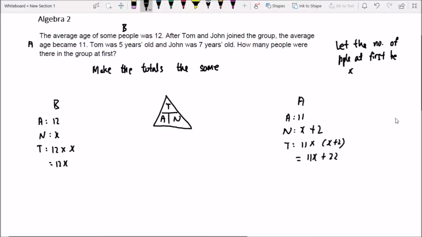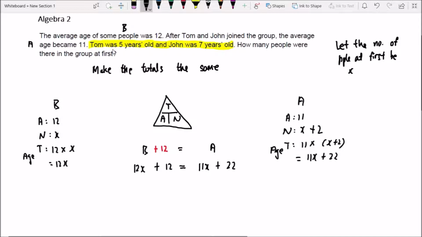Now that we have the totals for the before and after cases, let's make them the same. Currently, they are not equal, because a change occurred in the middle. Remember that the totals in this case refer to the total age. The total age of the 2 people that joined was 12, so we simply have to add 12 to the total before to make it the same as the total after. Now, just write out the full equations.